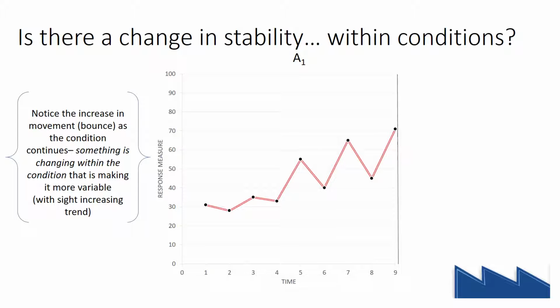Monitoring changes in stability within a condition allows you to see whether or not something is changing within the condition. In this example, something is making student performance more variable with a slight increasing trend. A high degree of variability will indicate that you should consider what else might be impacting the behavior. Examine treatment integrity. Is the intervention happening as designed?